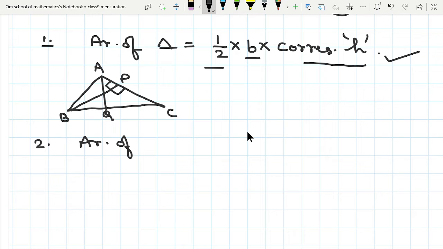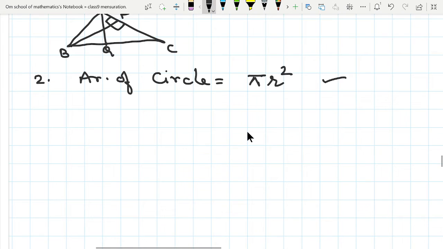Second question. Area of circle. Pi r square. Very good. Pi r square. Good answer. Okay, now do you know why do we use this pi r square?